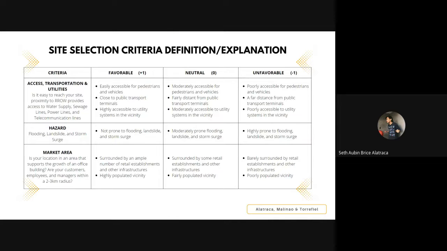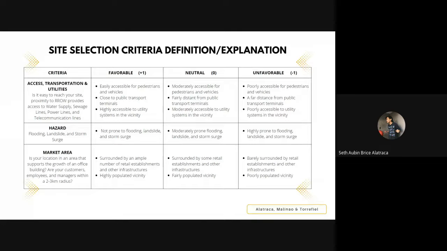Next slide, please. Okay, so this would be our site selection criteria. We have 3 categories. We have the access, transportation, and utilities. This is to ask if it is easy to reach our site, and proximity to the road right of way. Would it provide access to water supply, sewage lines, power lines, and telecommunication lines, because this would be an office building. Next would be hazard, so in terms of flooding, landslide, and storm surge. And the third one would be market area. If our location of the project would support the growth of an office building.